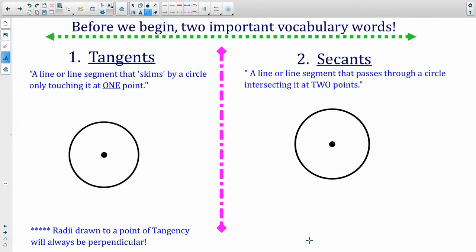Before we begin talking about angles formed by tangents and secants, let's explore these very important vocabulary words. One, tangents. A line or line segment that skims by a circle, only touching it at one point. So if I were to draw a tangent line to this circle, the line could start really anywhere and it really could end anywhere. However, it would only touch the circle at one point.